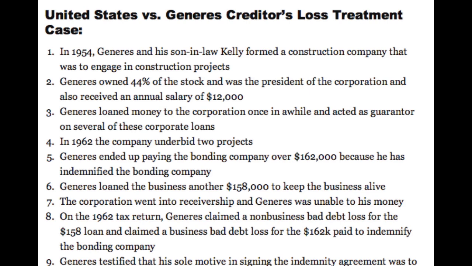So in 1954, Generes formed a construction company. He owned 44% of the stock and was president. He received an annual salary of $12,000. He loaned money to the corporation once in a while, and he acted as a guarantor on several of the corporate loans that were made to the company.